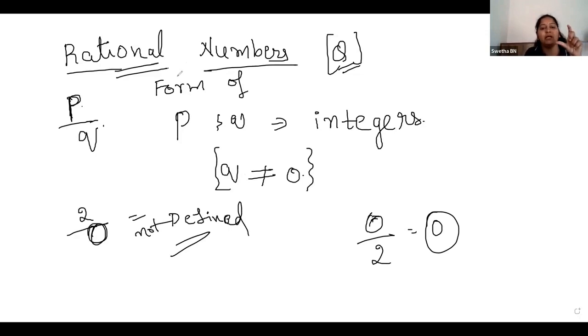Rational numbers are nothing but numbers in the form of P by Q, where P and Q are integers and Q should not be equal to 0. Did everyone understand? How many understood the rational numbers definition? Everyone understood, right? So it is in P by Q form. P and Q are integers. Q should not be equal to 0. That's all.